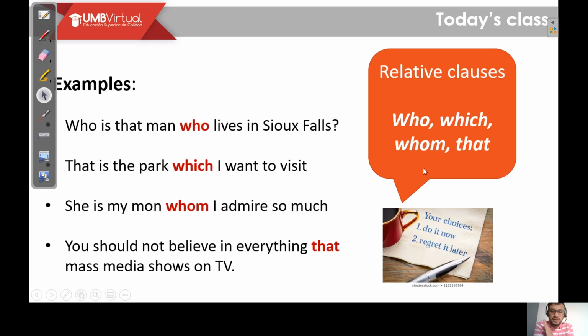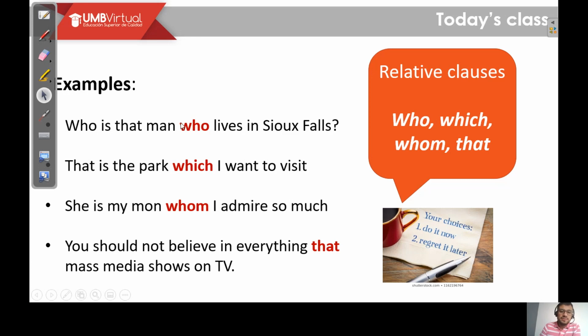We have these four words that you can use. Who, when you refer to a person. Which, when you refer to an object or something, a group of objects. Whom, when you want to refer about a person. You're not talking from a person, but referring about a person. And that, when you refer to an object or something like that, but singular.